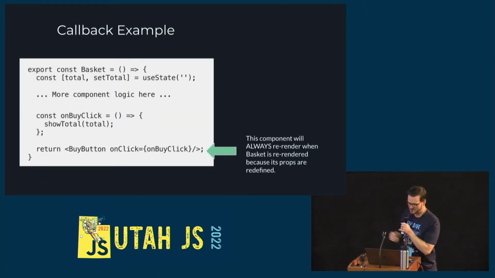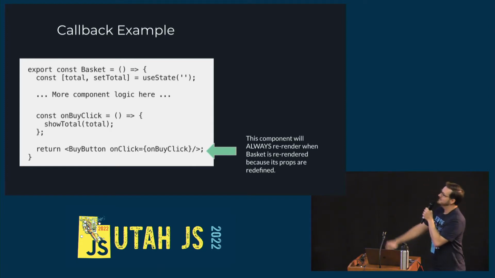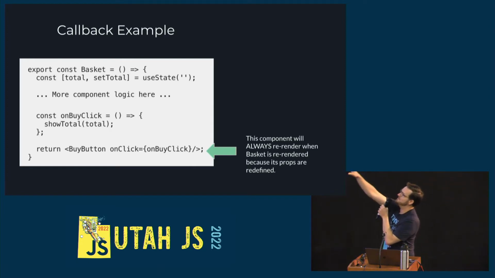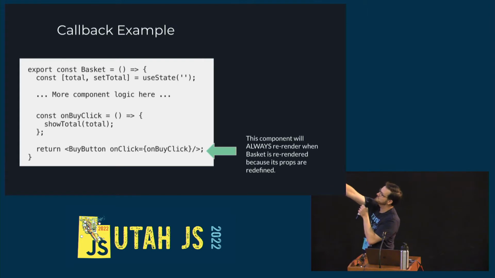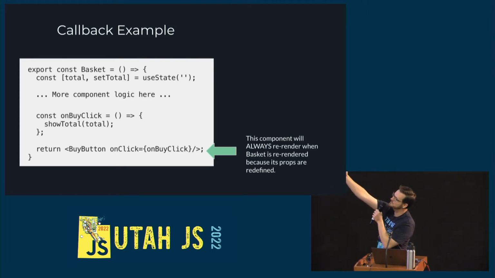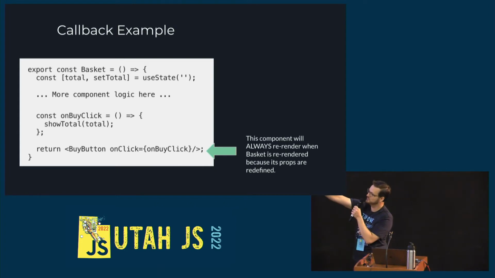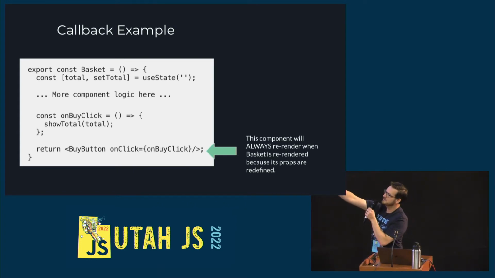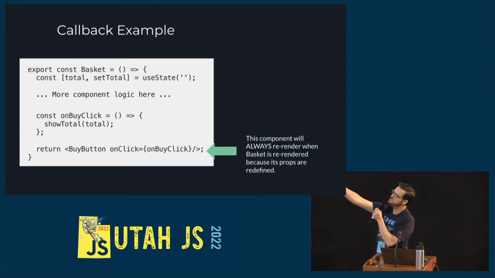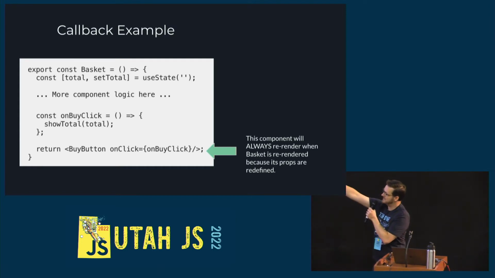So let's see some examples here in action. Let's say we've got a shopping basket of some kind. You've got a state up there that deals with the total. You have some component logic there. You define a function called onBuyClick, and it shows the total with the total from the state up there. And you pass that down to the buy button.